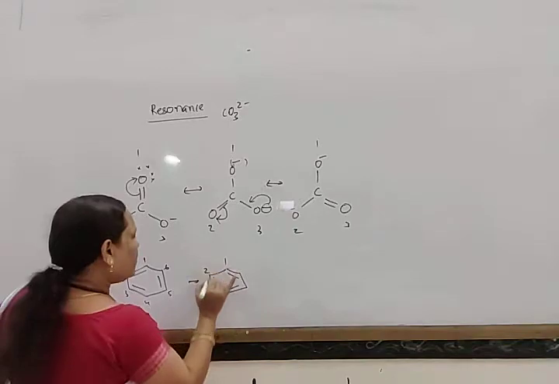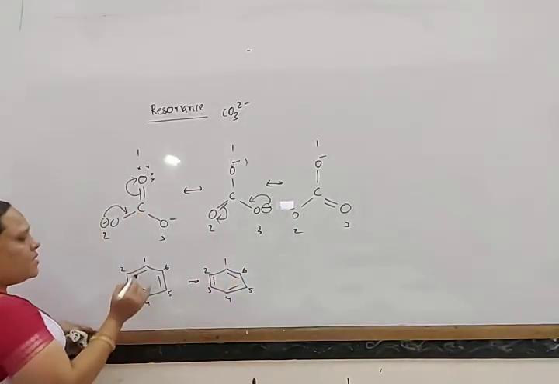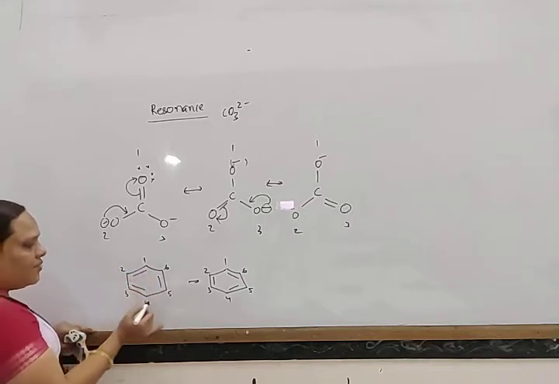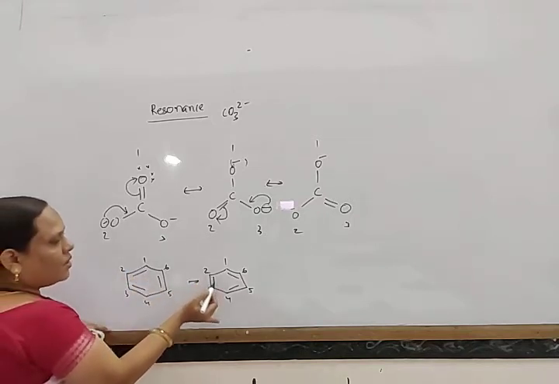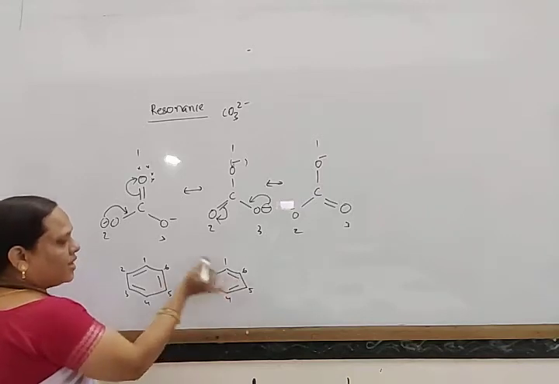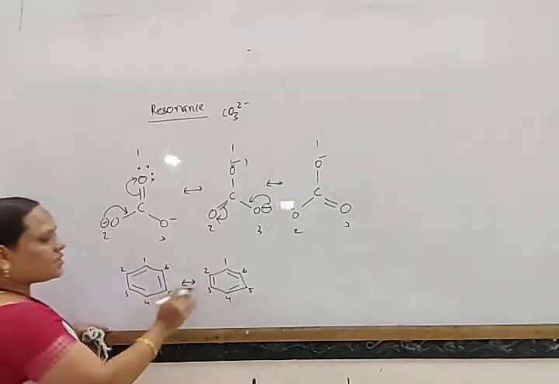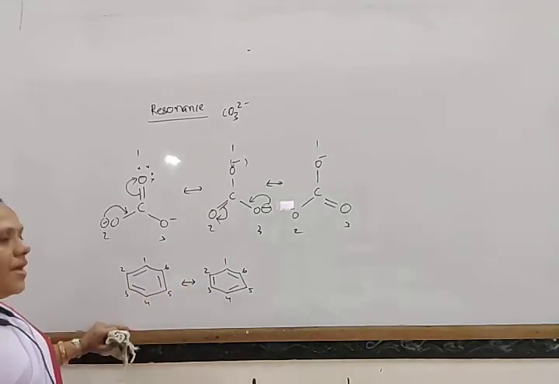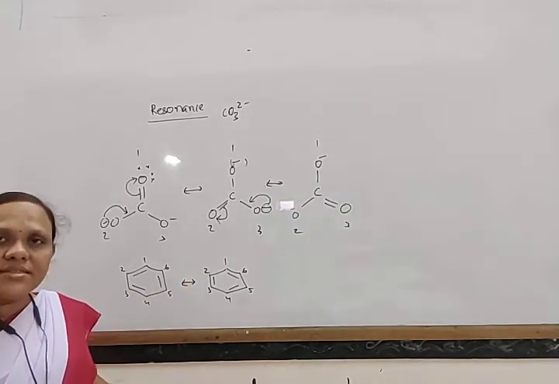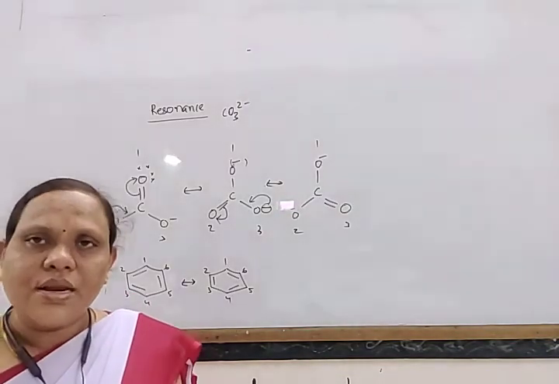Okay, so 1, 2, 3, 4, 5, 6 if I write. Here the bond is between 1, 2, 3, 4, 5, 6. But here the bond is between 2, 3, 4, 5 and 1, 6. So these two are known as resonating structures of benzene, where the atoms do not change their position, only the electron pairs change their position.